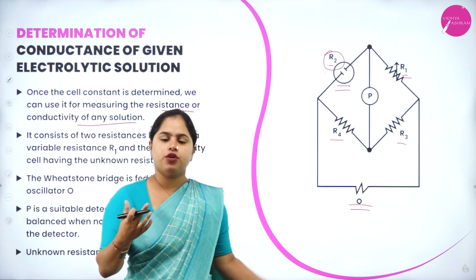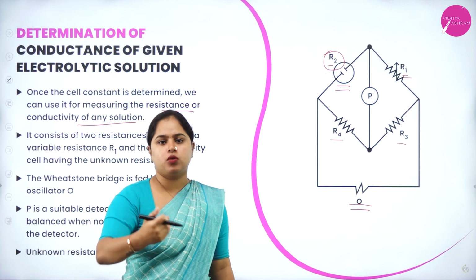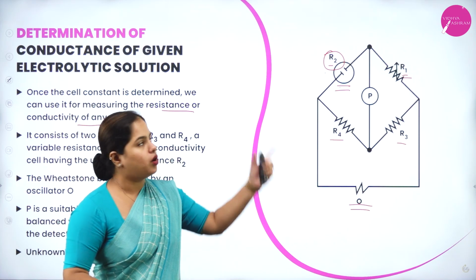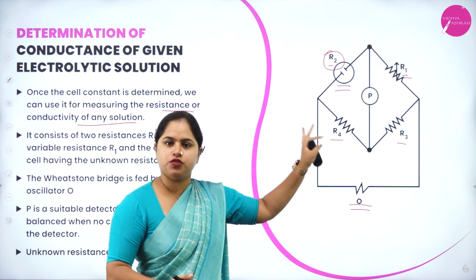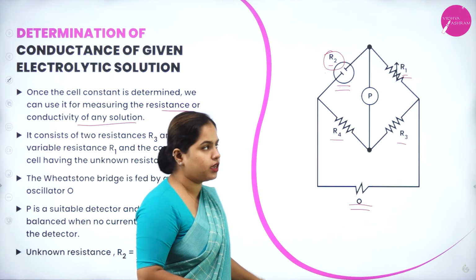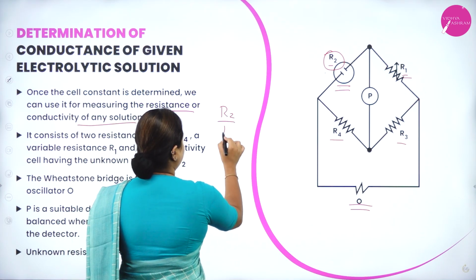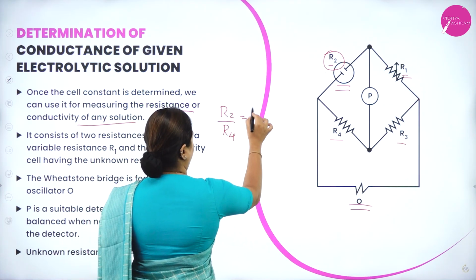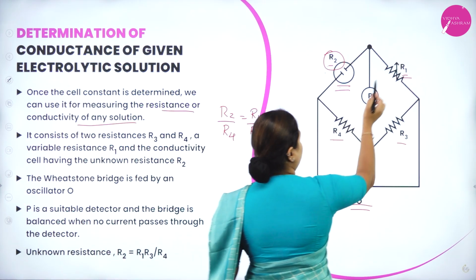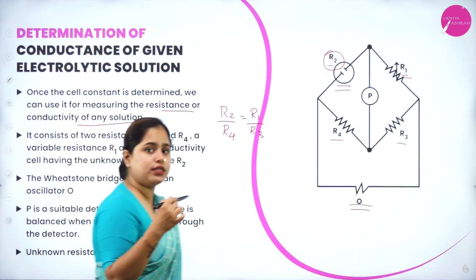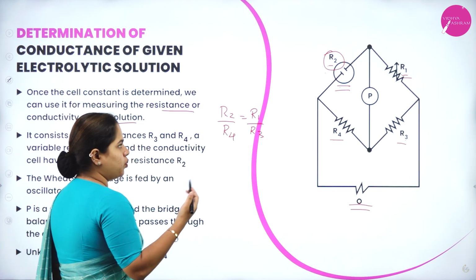As I told you, if I can find the resistance of this particular conductivity cell, I can calculate the conductivity of the electrolyte. So how can we calculate it? In this format, using the Wheatstone bridge, we are going to calculate the resistance. According to the Wheatstone principle, we know that R2 by R4 will be equal to R1 by R3. That is, this divided by this will be equal to this divided by this. So what do we have to calculate? We need R2, right? That is what we have to calculate.